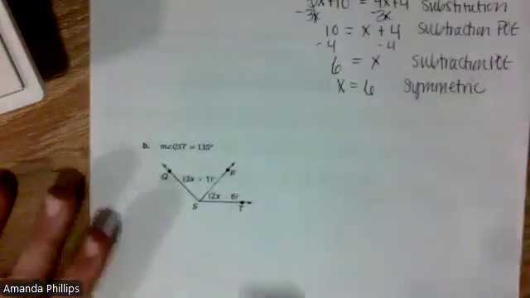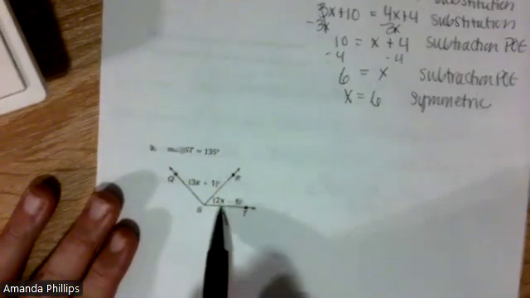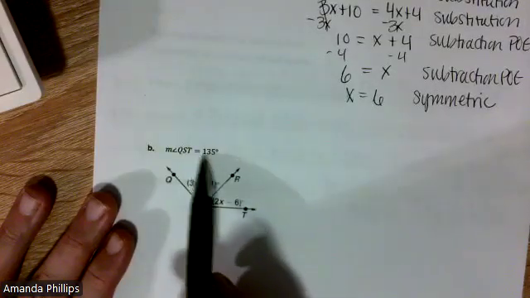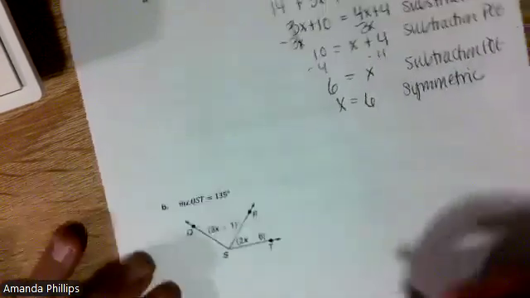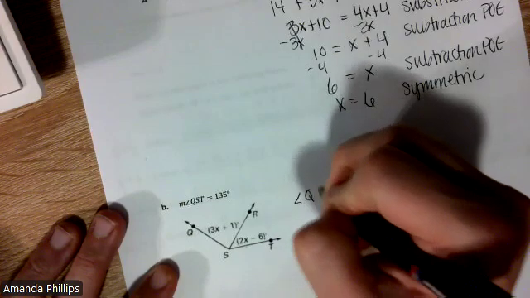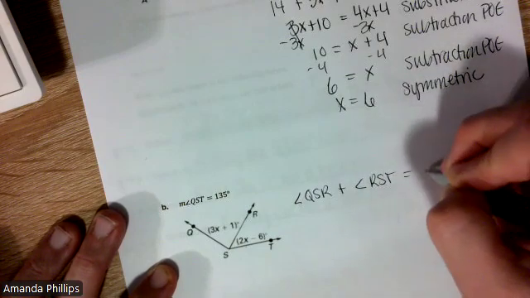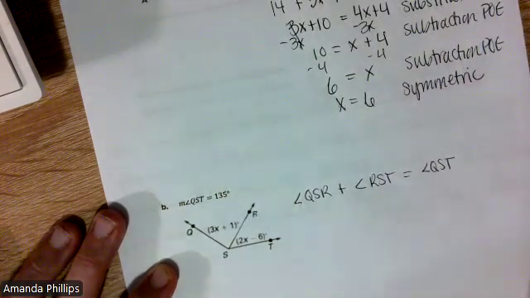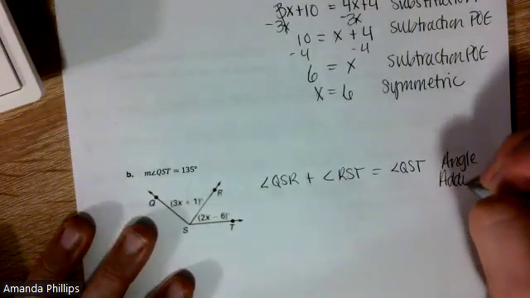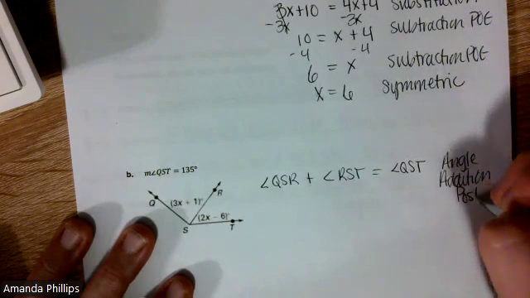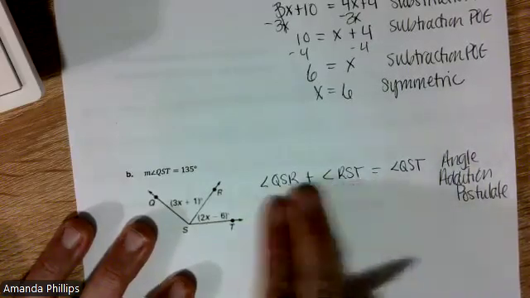All right, B. This is from Unit 2. We just took a test over it and you guys did pretty good on it. So 3x plus 1, 2x minus 6. I know that these two together are 135 because it says angle QST is 135. So let's start with what I know. I know that angle QSR plus angle RST equals angle QST. Okay, now that is my angle addition postulate. Okay, I wrote that too big because now I'm going to have no room to write. So that's what we start with.